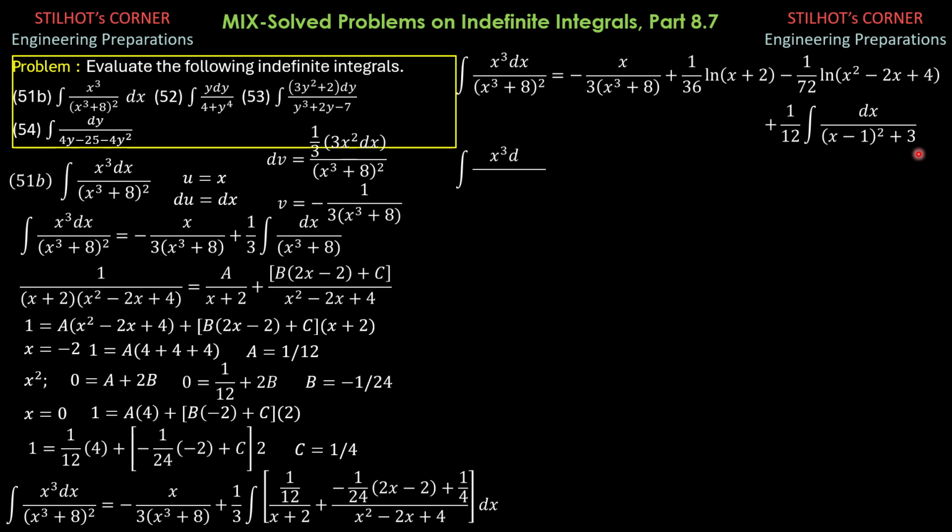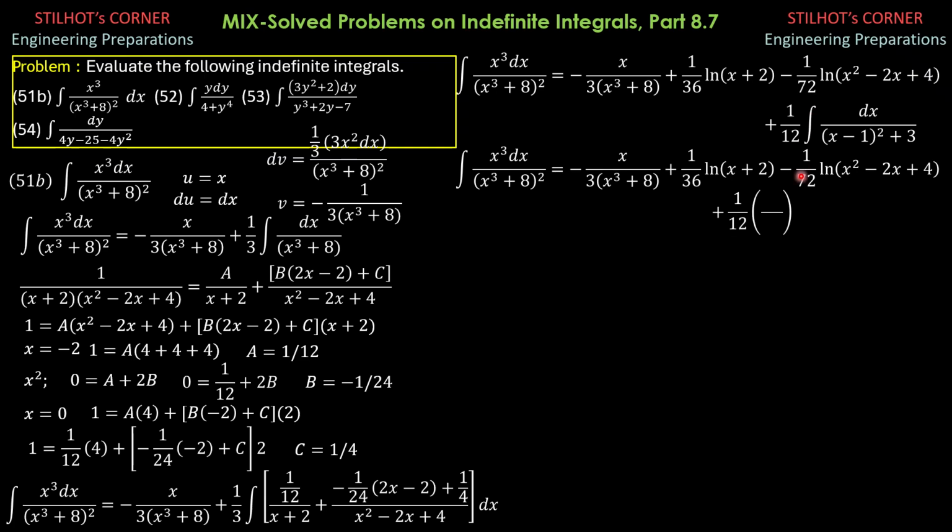So finally, the integral of x cubed dx over quantity x cubed plus 8 squared is equal to negative x over 3 quantity x cubed plus 8 plus 1 over 36 ln of x plus 2. We just copy these 3 terms. Then 1/12, 1 over square root of 3, so that's square root of 3 over 36, arctan of quantity x minus 1 over square root of 3 plus c.